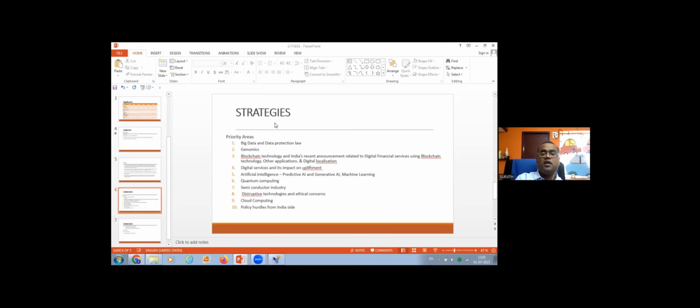You can usually identify priority areas in two ways. When you look into the recent government initiatives, you can easily identify which are the priority areas. I have told you, Niti Aayog has given a report related to artificial intelligence that clearly shows artificial intelligence is a priority area. Firstly.